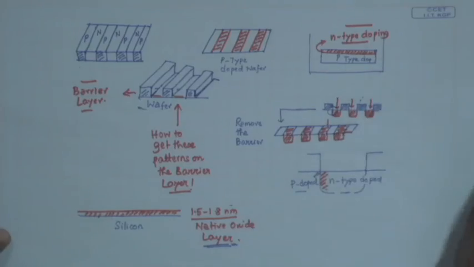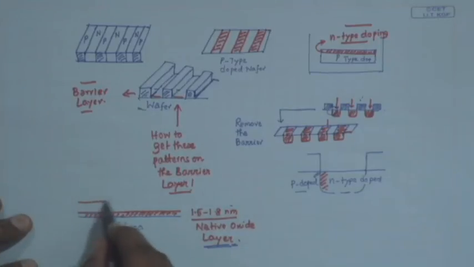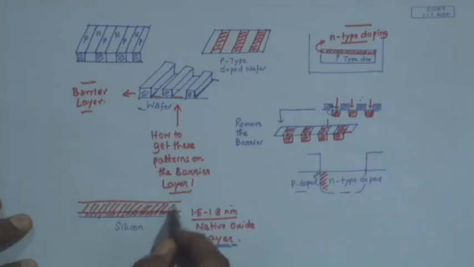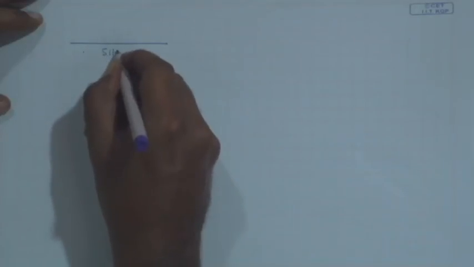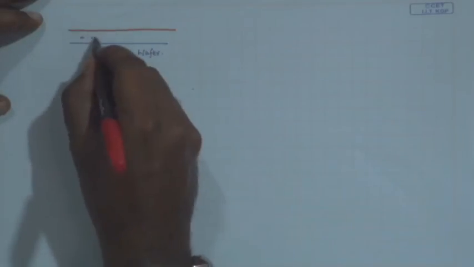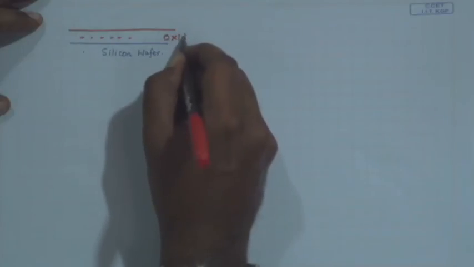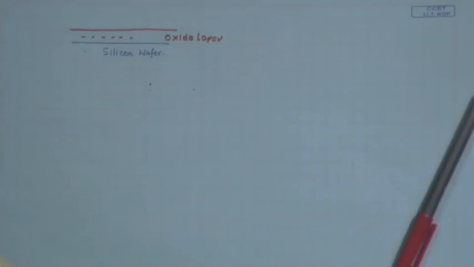So, what you first grow, on top of this native oxide layer, is some thicker oxide layer. This is a very simple step. You just take your wafer into an oxidizing furnace and you heat it for some time, and this is achieved. So, this is the wafer. First thing you do is you grow an oxide layer. That is what is shown in the first and the second stage.